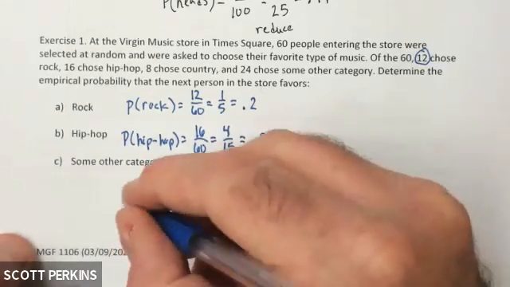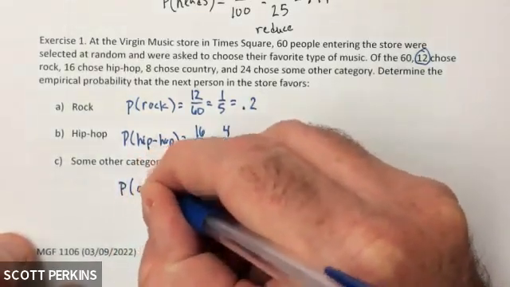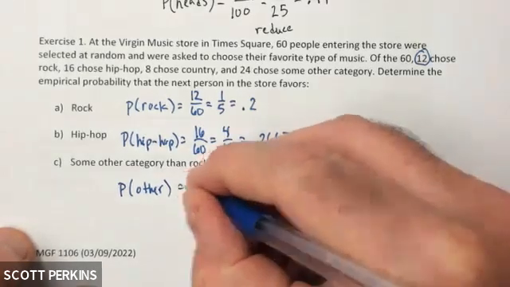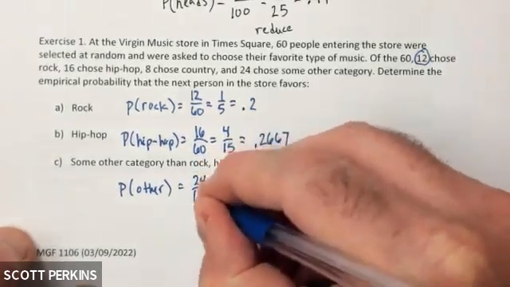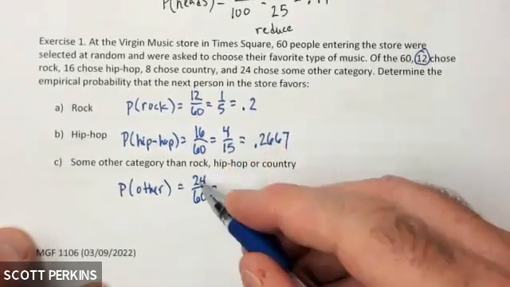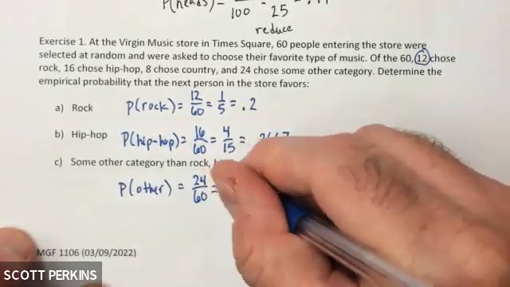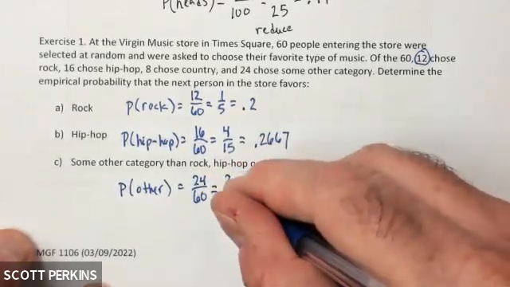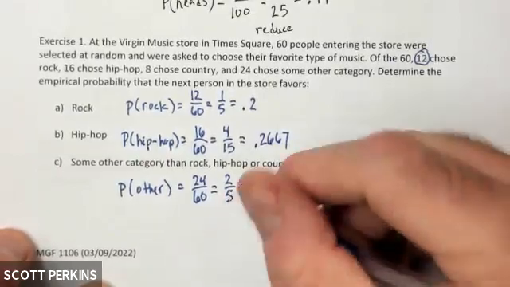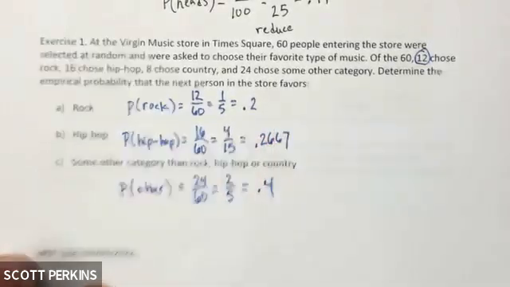Okay, the last one. What's the probability of other? So what's the probability that somebody chose something other than rock or hip hop or country? How many is that? 24, fantastic. Out of the 60. And so again, 12 goes into both of those. 12 goes into 24 2 times. 12 goes into 60, but you probably just put 24 divided by 60 into your calculator and got 0.4.